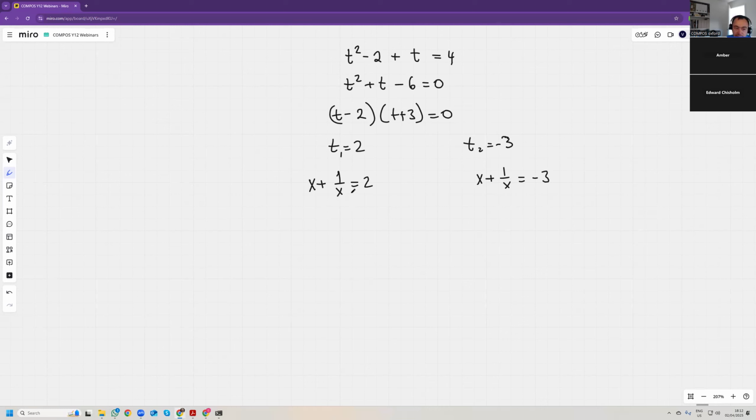Of course, x is not 0, so we can multiply by x. So you get x squared plus 1 equals 2x. x squared minus 2x plus 1 equals 0. So x equals 1. That's the first solution. Now for this one, x squared plus 1 equals negative 3x, so x squared plus 3x plus 1 equals 0.